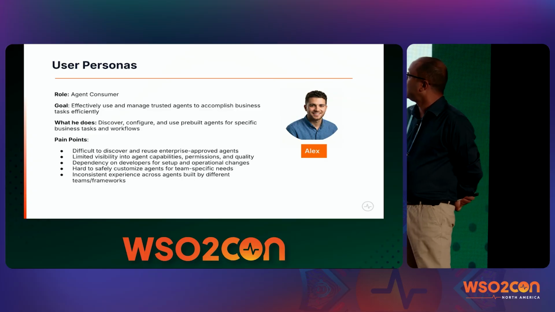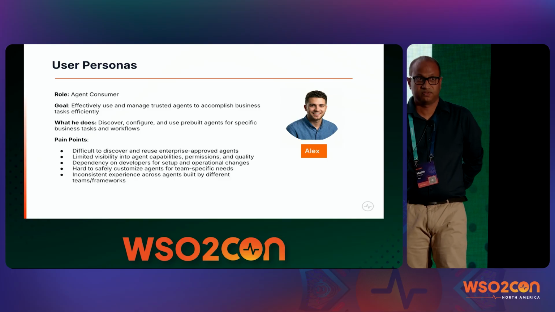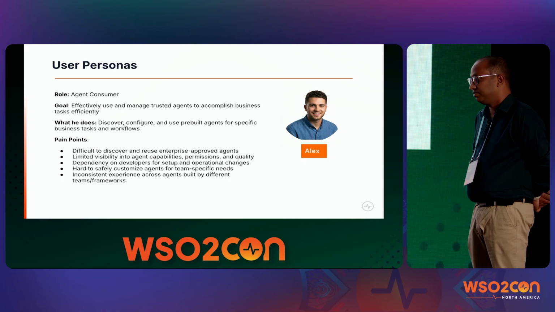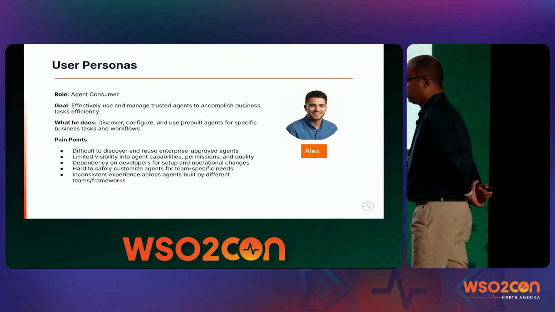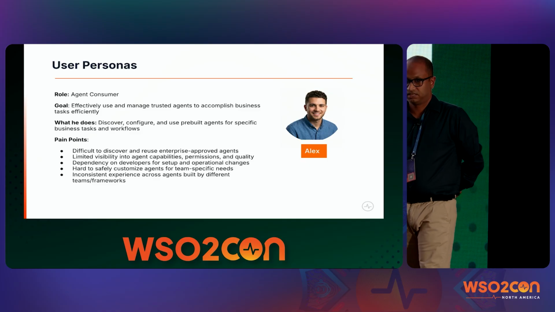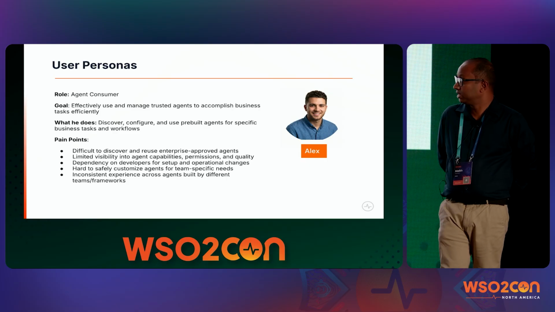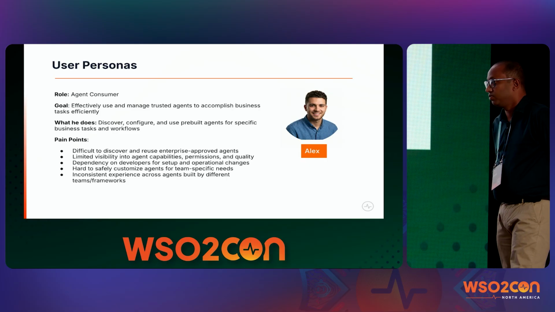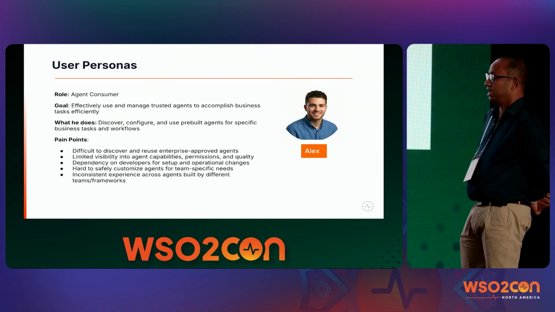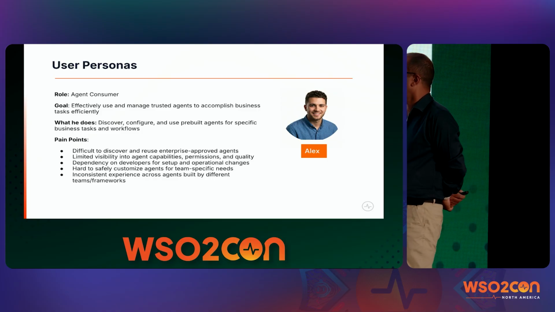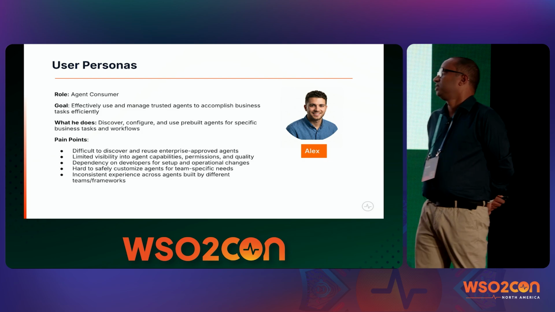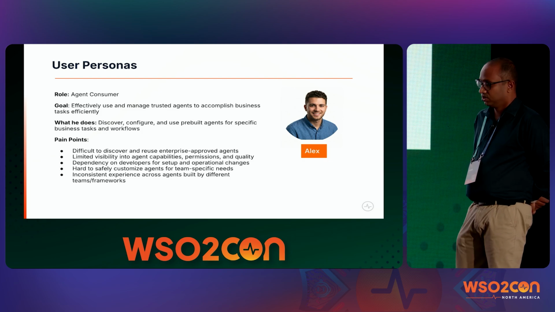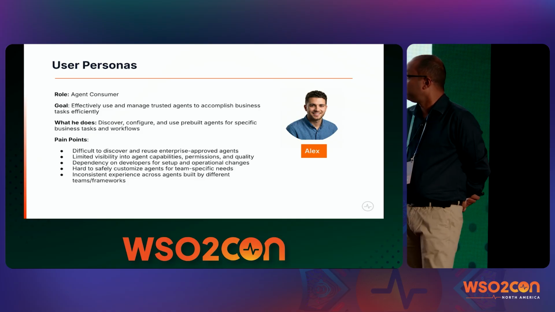And Alex also has a lot of pain points. First of all, discoverability. He doesn't know where to find a specific agent, and has limited visibility into what's going on. He doesn't know what permissions this agent has, and is very dependent on the developers and having to get other people to set those agents up for him.